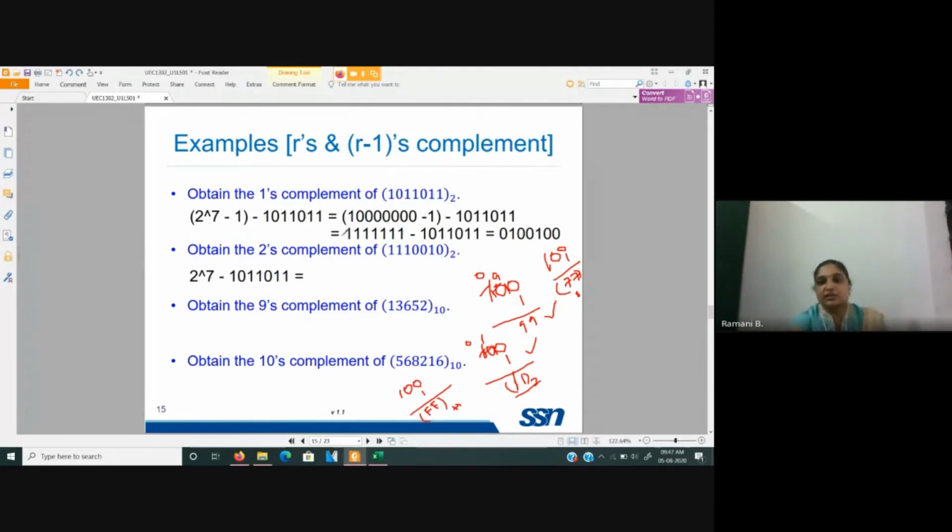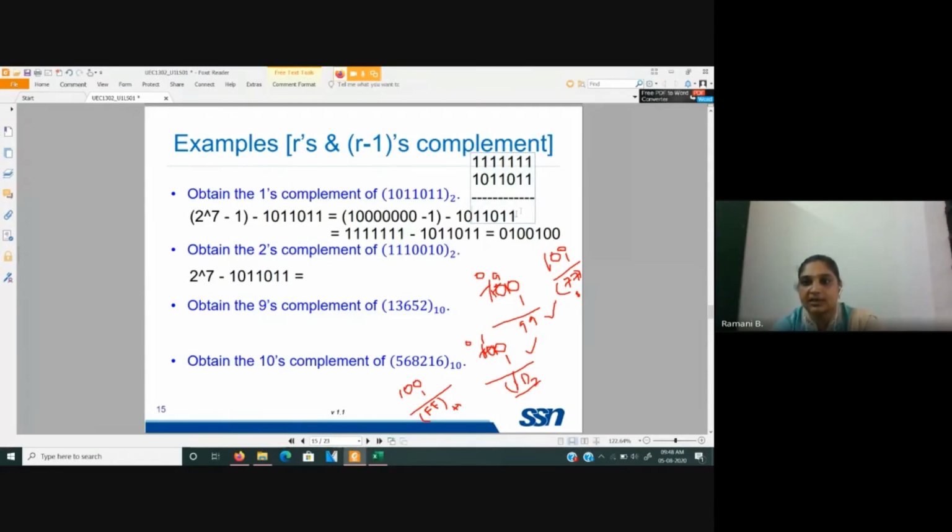So with this number, 1 followed by 7 zeros minus 1 gave me 7 ones, and I am performing subtraction with that on the given number. So I get this result. We know 1 minus 1 will give you a 0. Maybe I will write it down like this. So we have 1 1 1, 1 2 3 4 5 6 7, and 1 0 1 1 0 1 1. So with this we are performing the subtraction.